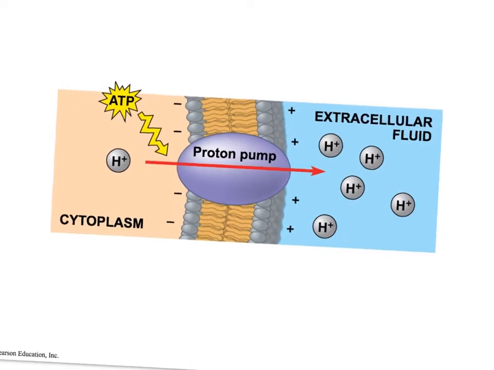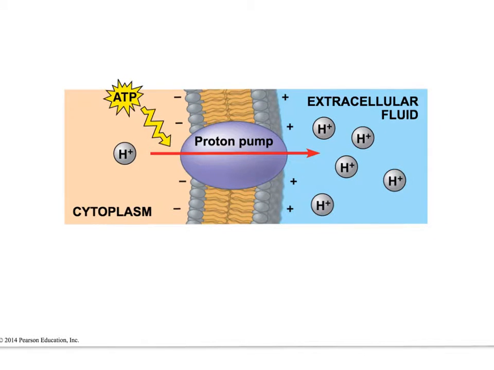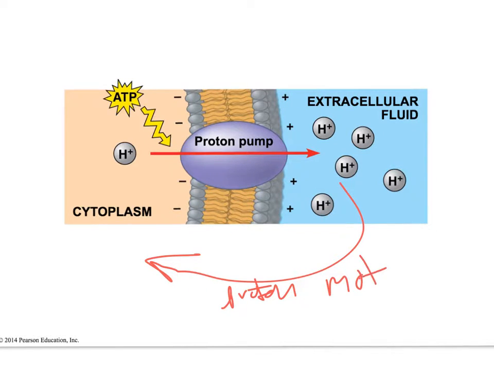So there's your proton pump. It's going to utilize ATP and push hydrogen ions across the membrane, and then you're going to use that. In this case, we call this a proton motive force. What they end up wanting to do is go back across. That's a proton motive force.